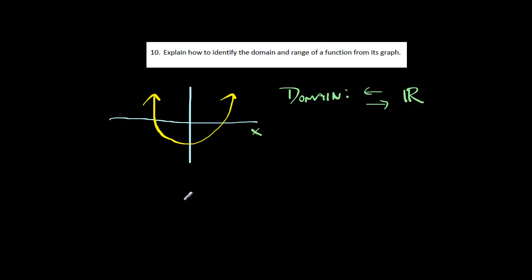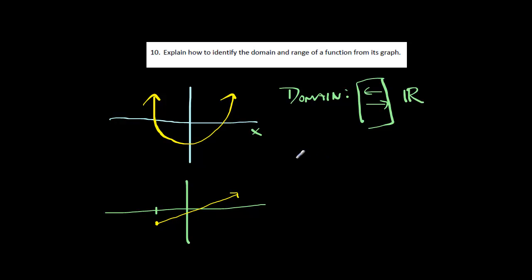It could start or stop other places. Like, say for this one over here, if you had a graph that looked like this, then the domain wouldn't be all reals. You would see that it extends to the right forever, but it only extends to the left to here. So whatever this value would be, that would be your starting point of your domain. So in general, you want to look at how far left and right the graph extends, and then describe that, and then check to see if there's any holes in between.